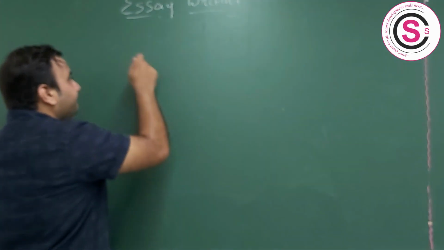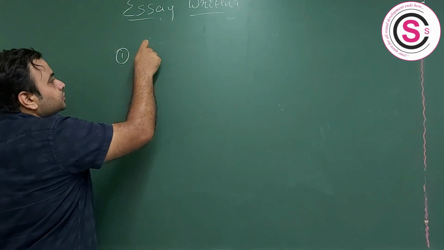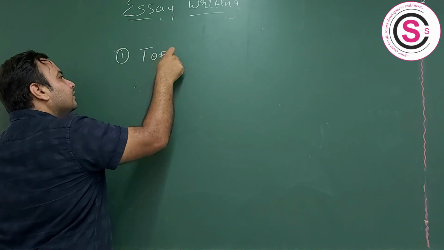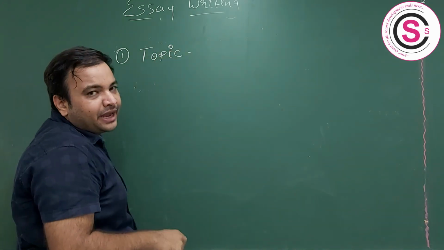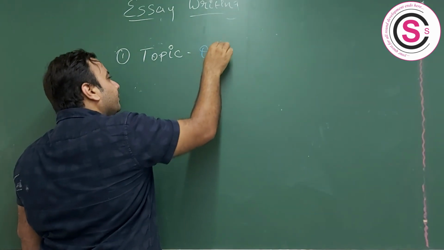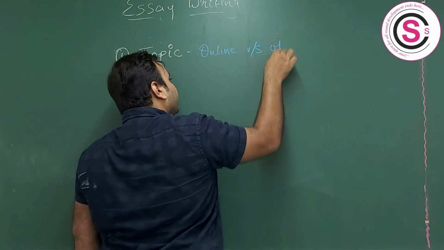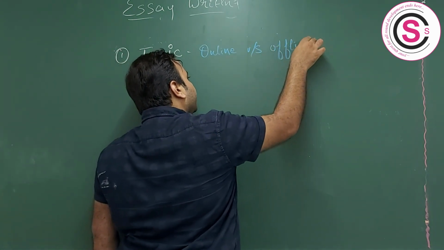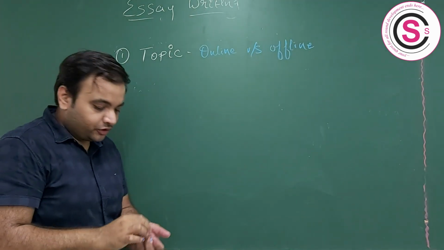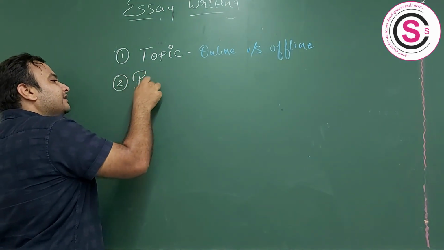So first step of any essay writing, as I told, is choosing a topic. Once you have made your choice, right? We already made a choice that our topic will be online shopping versus offline shopping. Now that you have made your choice, the second most important thing is you have to plan an essay.